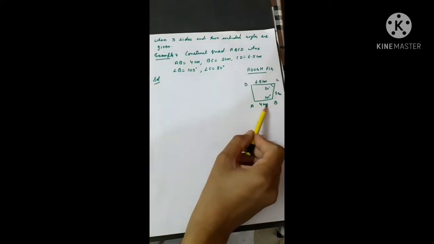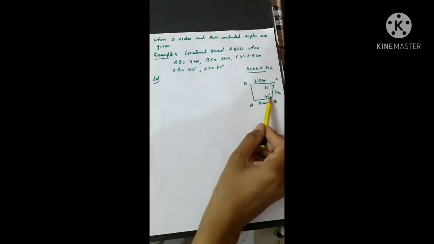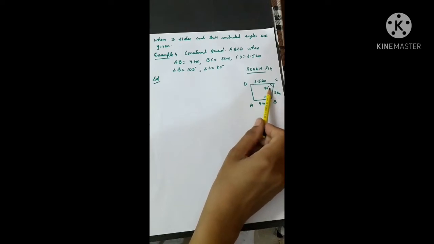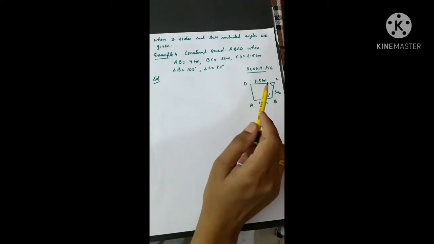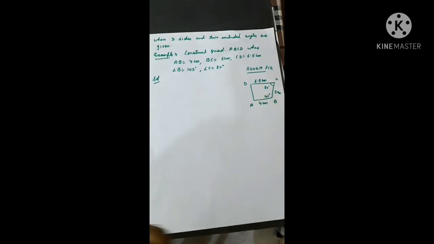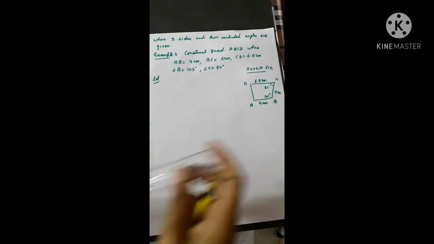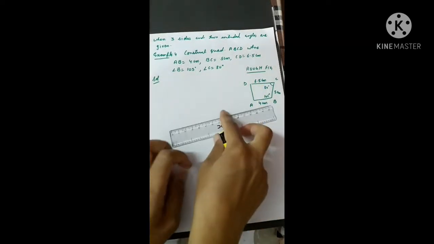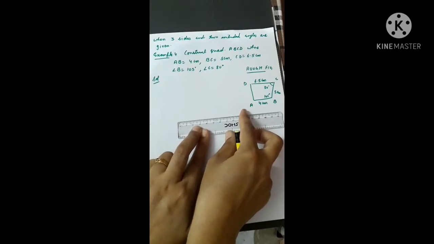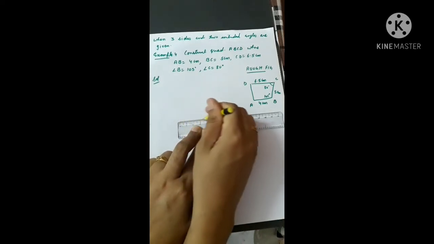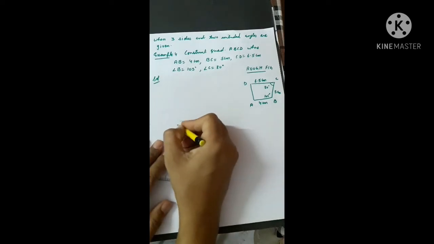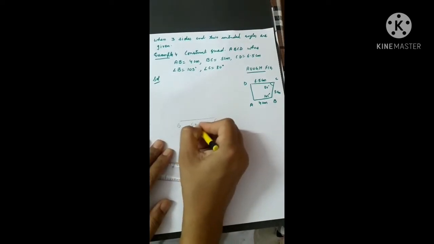First of all, let us draw the rough figure ABCD. This angle B is 105 degree, angle C is 80 degree and these three sides are given. In the book also you can see the construction they have done. They have taken base BC as 5 centimeter. So the same I am going to do, taking the base BC as 5 centimeter. This is B, this is C, 5 centimeter.